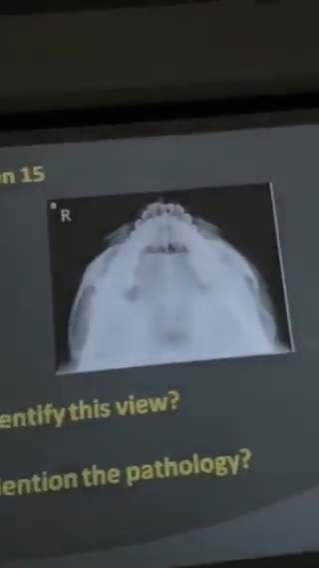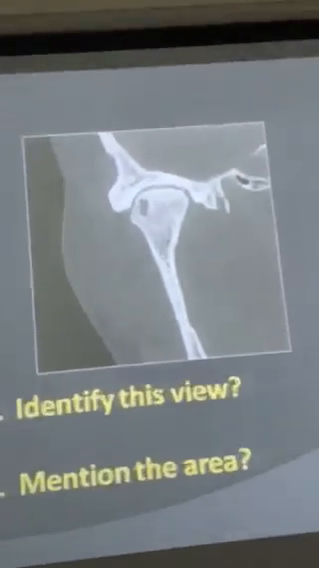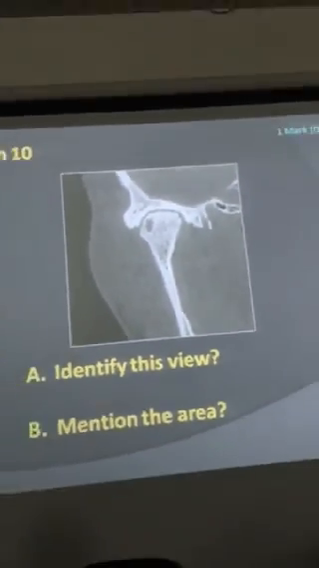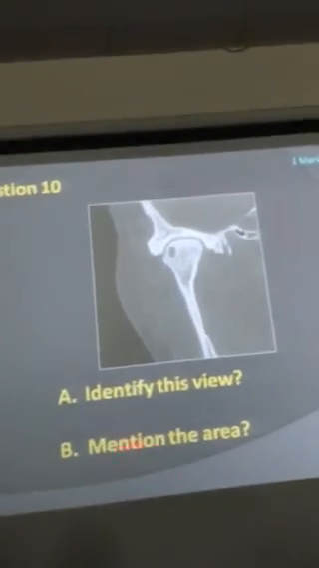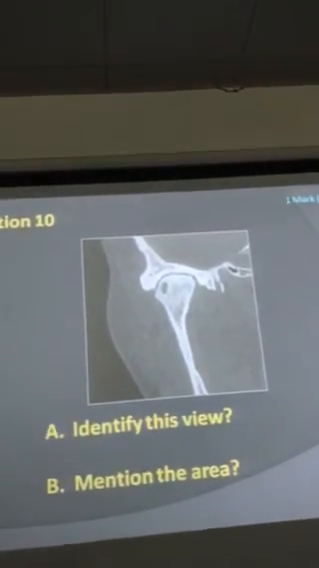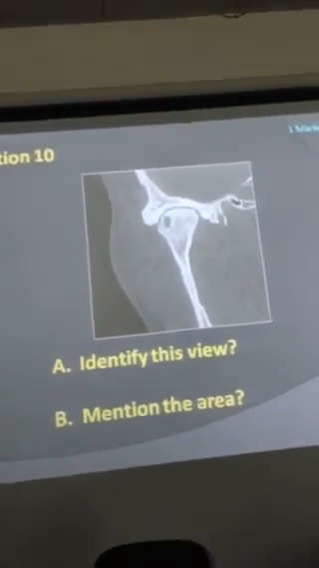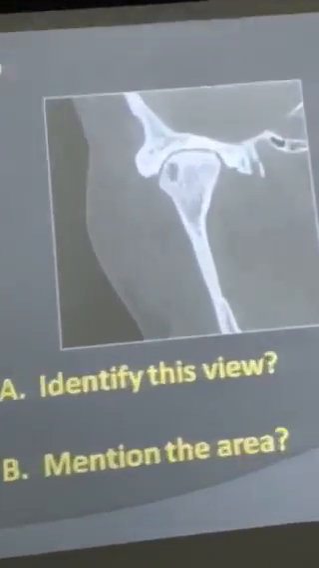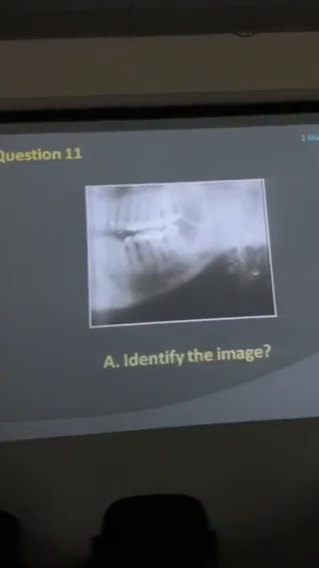I didn't take much about the fracture because the same thing is covered in oral surgery, right? Identify the view: CT. Then mention the area: condyle. That's it, two questions, half mark each. Clear?